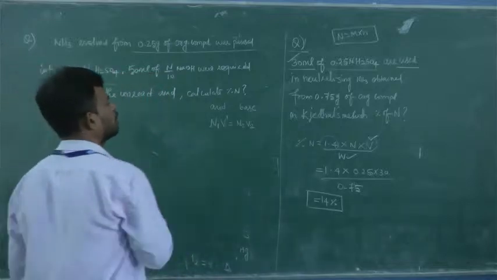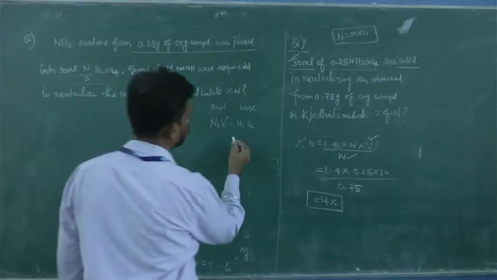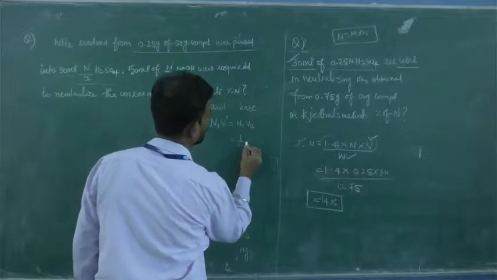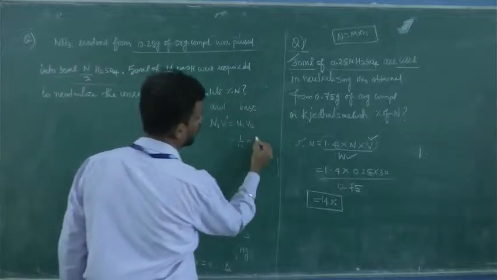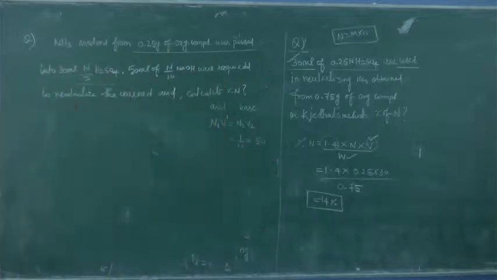Now for example, take the NaOH. What is the normality given? That is 1/10. And what is the volume that is used? It is going to be 50. Any issues? So N/10 is nothing but 1/10.